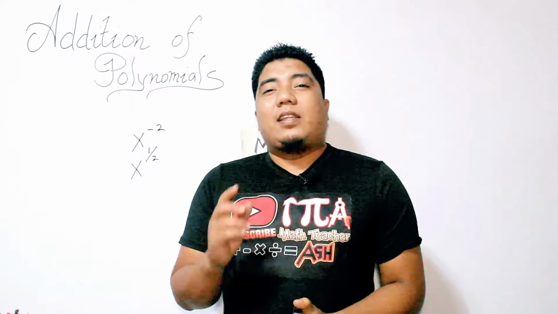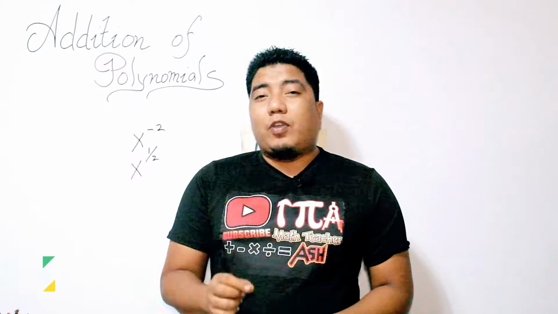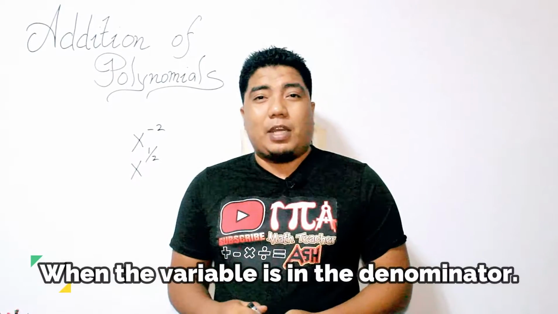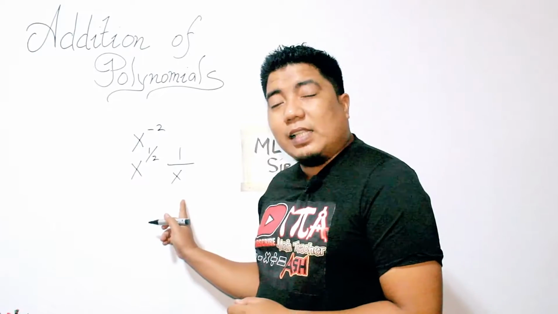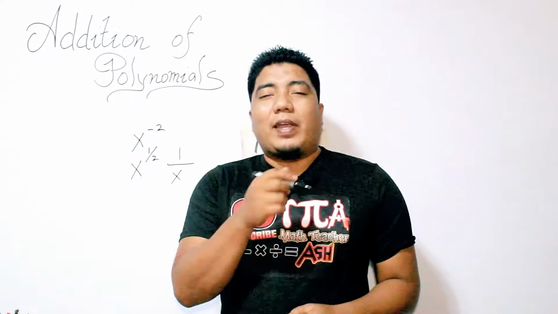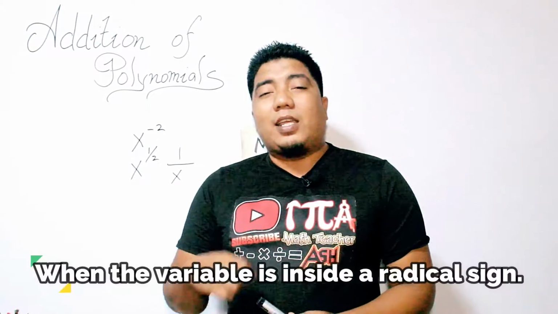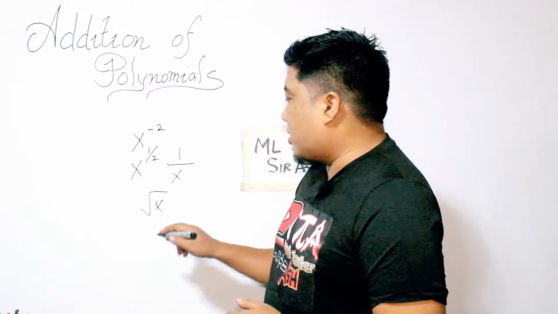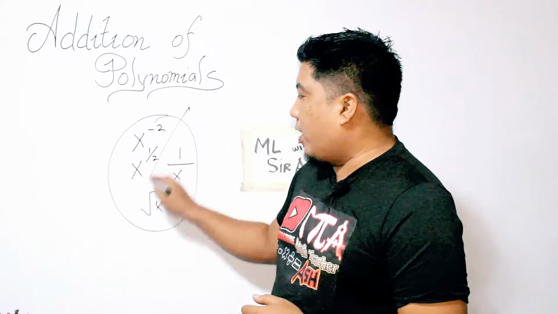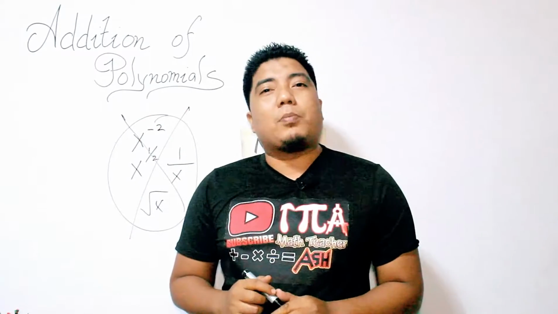What else? The other constraint is if your variable is in the denominator. Example, you have 1 over x. This is not a polynomial. And finally, if your variable is inside a radical symbol. Example, like this. So this kind of example is not a polynomial.